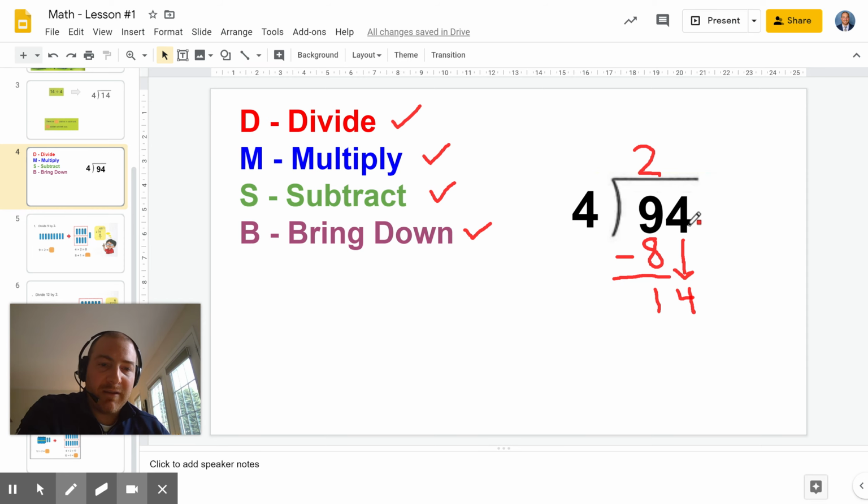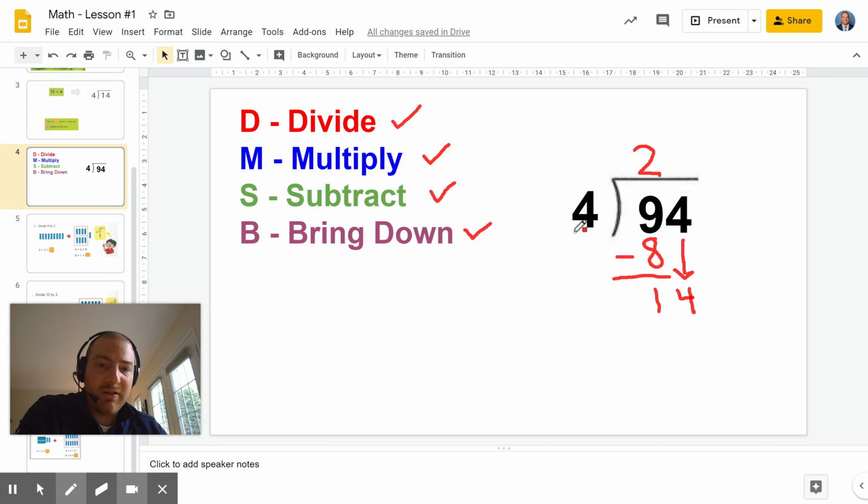Now, I'm not quite done. You can see I have my 2 here up in my answer above the tens column, and I have a remainder of 14, but 94 isn't broken up into 4 by saying, well, I have 2 groups, 2 in each group, and there's 14 left over. I still have another step. I'm going to go through my DMSB all over again.